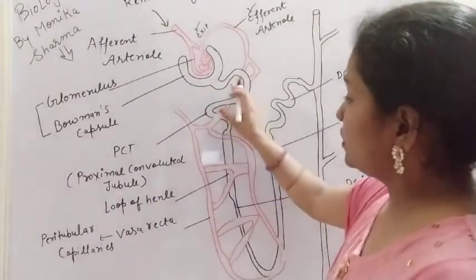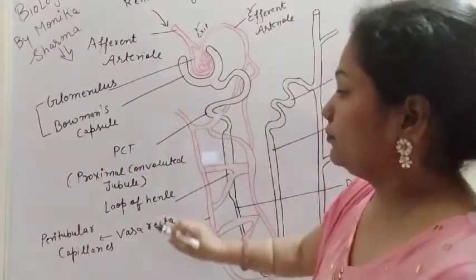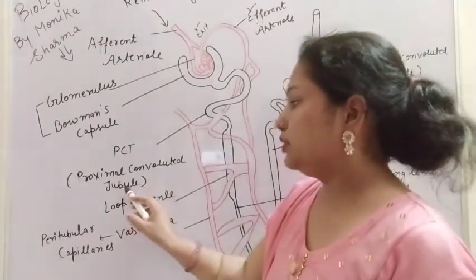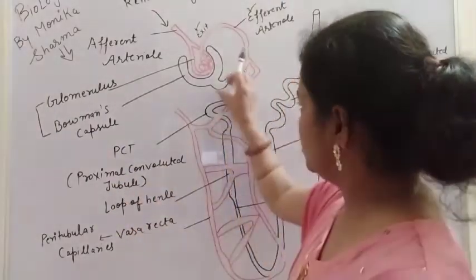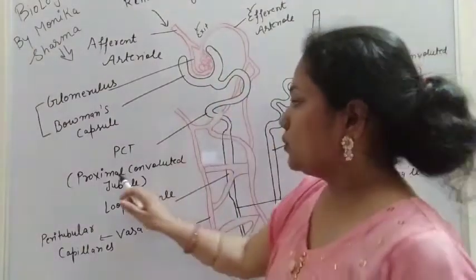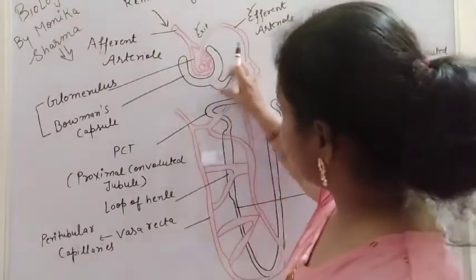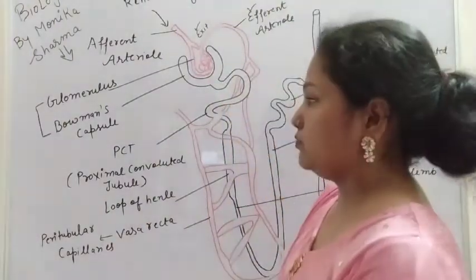So the first tubular part is the PCT. What is the full form? Proximal convoluted tubule. Tubule means the tube. So a double walled tube is there. Proximal का मतलब होता है जो बिल्कुल पास में होता है. तो ये बोमेन कैप्सूल के बिल्कुल साथ वाला है, तो इसको हम बोलेंगे प्रॉक्सिमल.